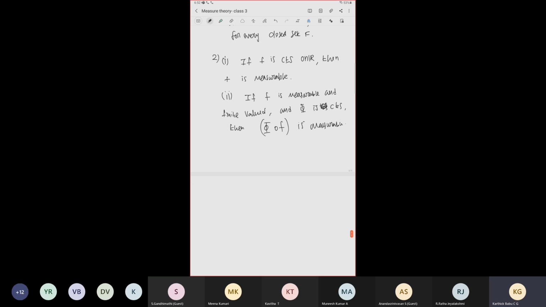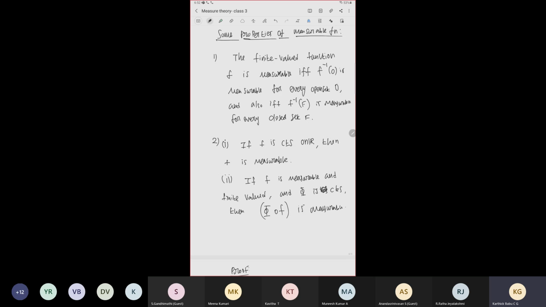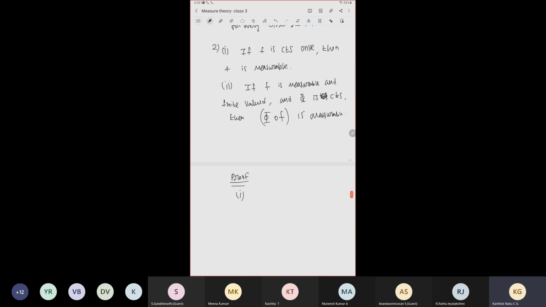So the first one follows from property one, since continuous functions are finite valued, so it does not have any discontinuity, so it won't take minus infinity and plus infinity. Since continuous functions are finite valued, it is enough to check that f inverse of O is measurable for all open sets O. But instead of checking all open sets, we are going to check only the subbasis, because under countable intersection or union, it will generate all open sets. So the subbasis means the infinite intervals, minus infinity comma a.